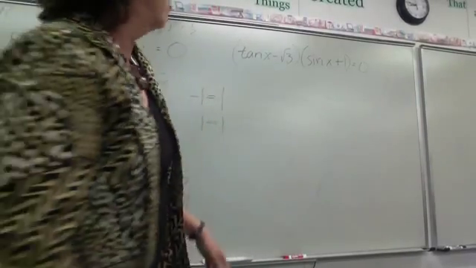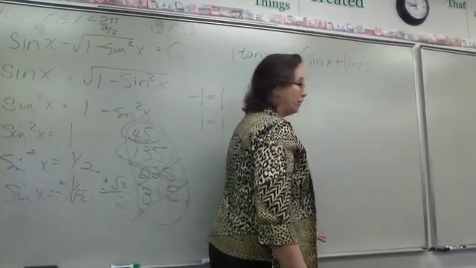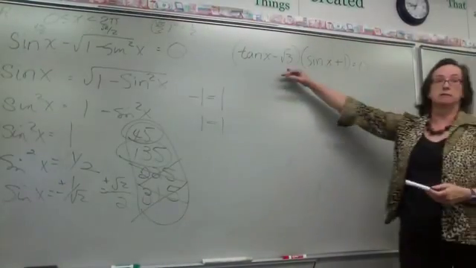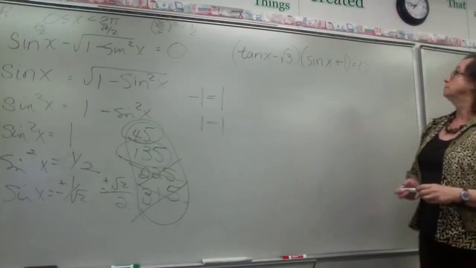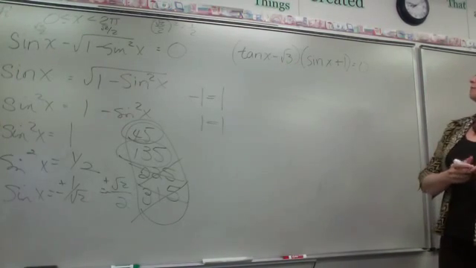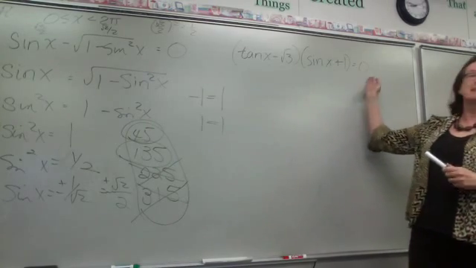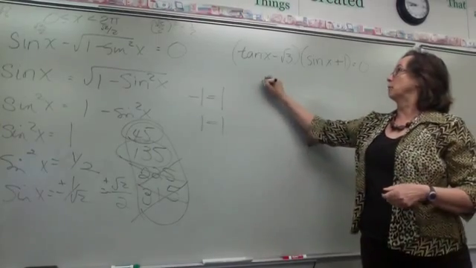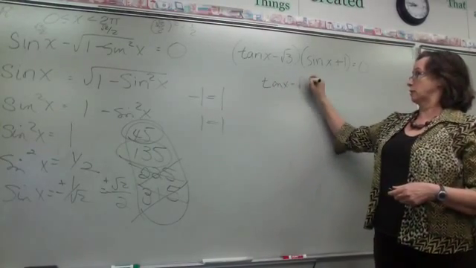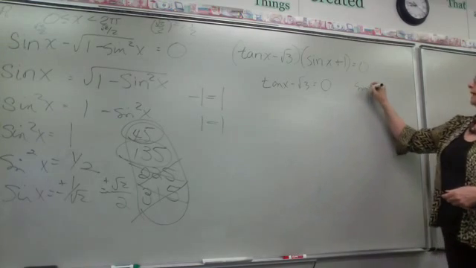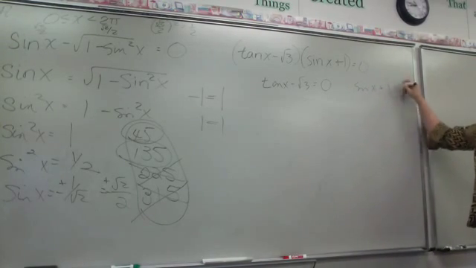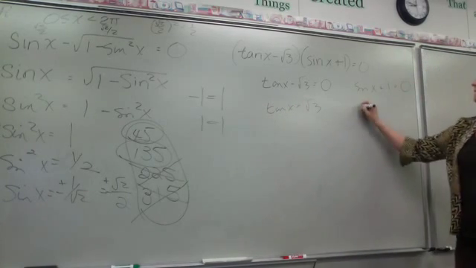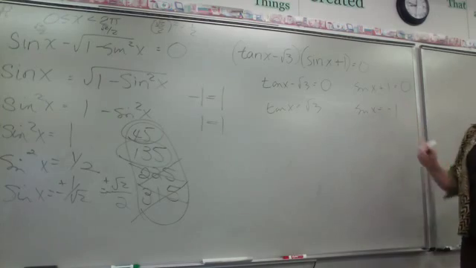Okay, so now we're looking over here at another equation that involves radicals and trigonometric functions, okay? So this one's already set equal to 0. So this one's pretty simple, okay? We're going to wind up saying what? Tangent x minus square root of 3 equals 0. Sine x plus 1 equals 0. Tangent x equals square root of 3. Sine x equals negative 1.